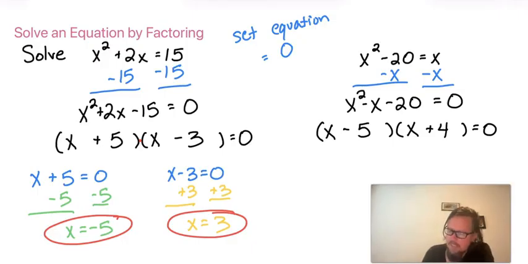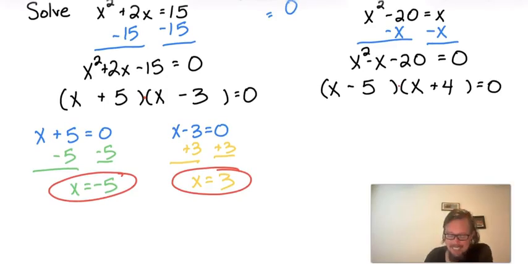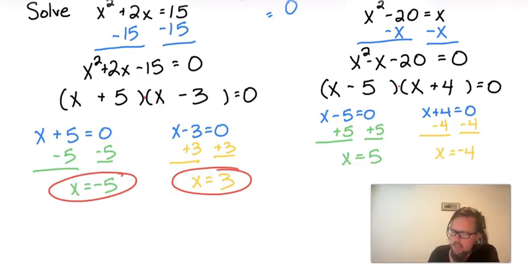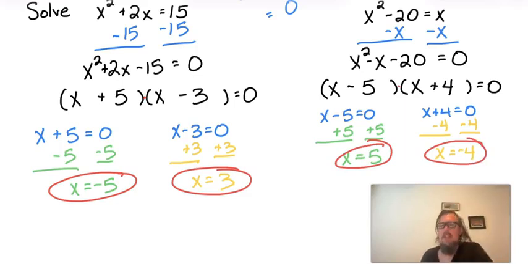So x minus 5 times x plus 4 equals 0 means either x minus 5 is equal to 0 or x plus 4 is equal to 0. I need both answers because either one of them is correct. So I need both answers to have a complete solution. So either x equals positive 5, or subtracting 4 on both sides, x equals negative 4. And these are our two solutions, positive 5 and negative 4.